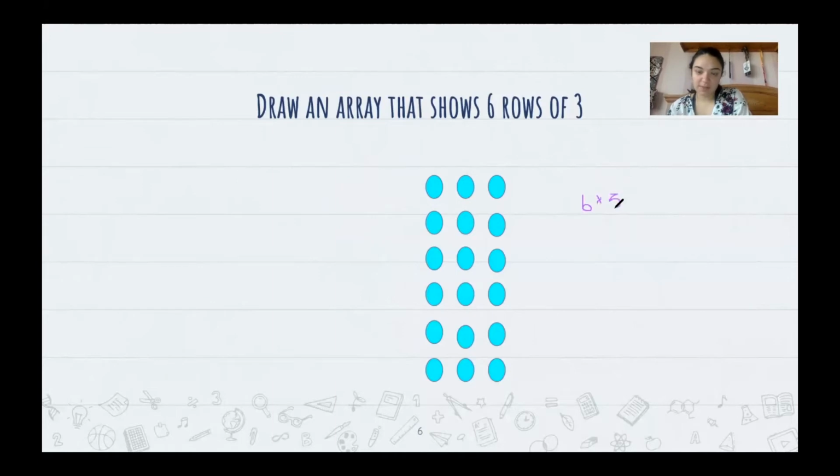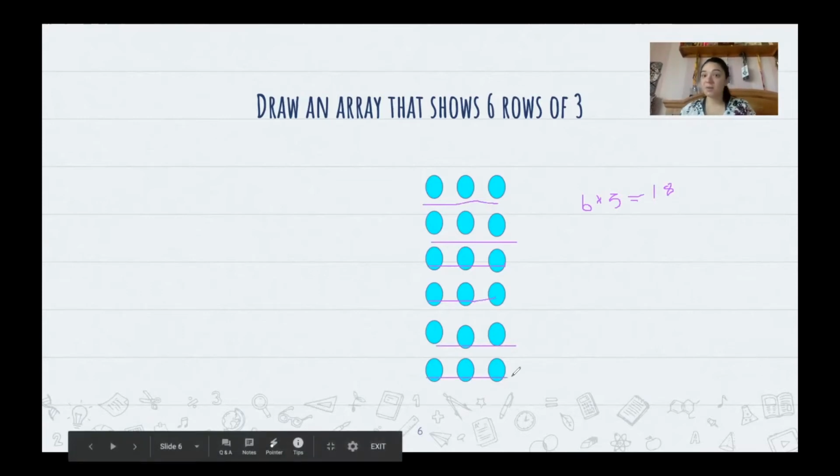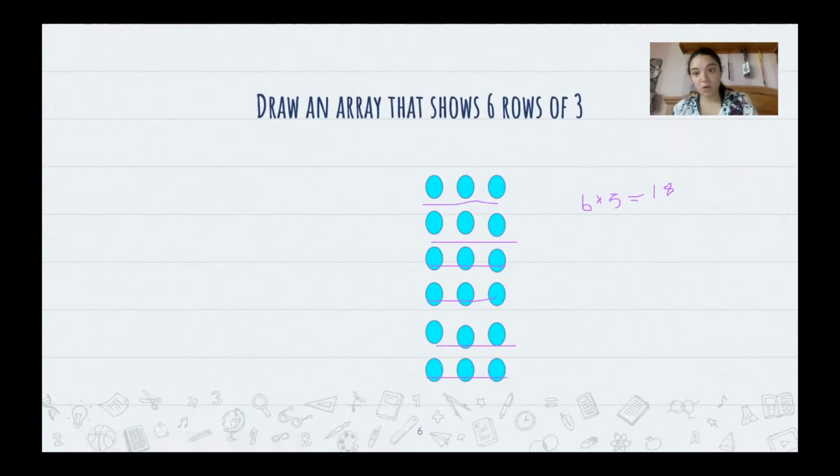So now let's try skip counting. So we're going to skip count by threes 6 times. So we have 3, 6, 9, 12, 15, and 18. That's what I'm thinking. I'm going to double check my answer by using the array. So I have 3, 6, 9, 12, 15, and 18. So that is perfect. Now we're going to take this and flip it around and use the commutative property.